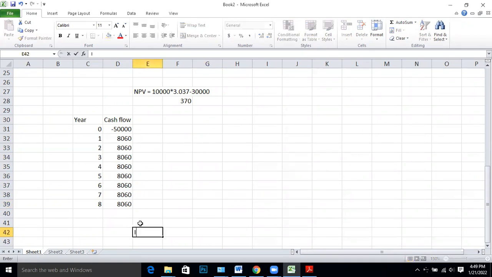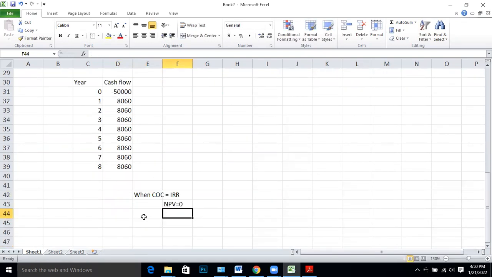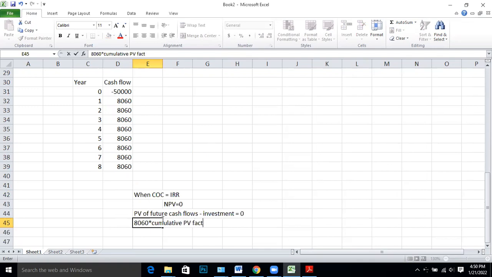Suppose IRR, you know what do we know about IRR? When the cost of capital is equal to IRR, NPV has to be 0. We studied that. That's the definition of IRR we studied. NPV 0 means PV of future cash flows minus investment must be 0. PV of future cash flows means what? 8060 multiplied by the cumulative PV factor, minus the investment 50,000, is 0.